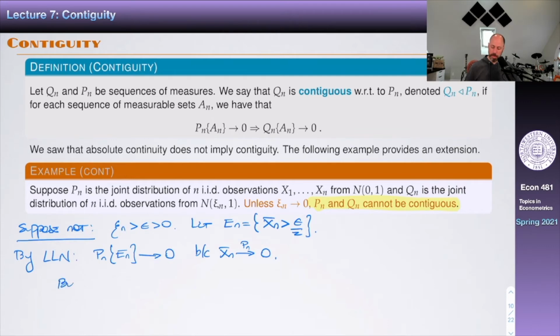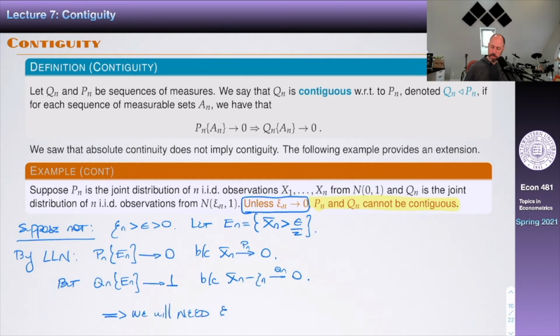But Qn of En converges to 1, because under Qn, x bar n minus psi n converges in probability to 0. This, of course, violates our definition of contiguity. So we know that a minimal requirement that we will need is that this psi n goes to 0. Actually, this is not going to be enough. We will need psi n to go to 0 fast enough.